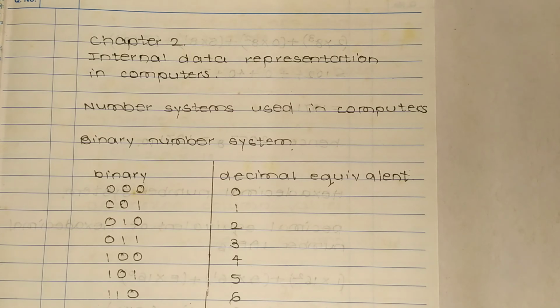in the binary number system there are only two numbers, 1 and 0. Now bit, 1 and 0 are two bits which are used in the binary number system.